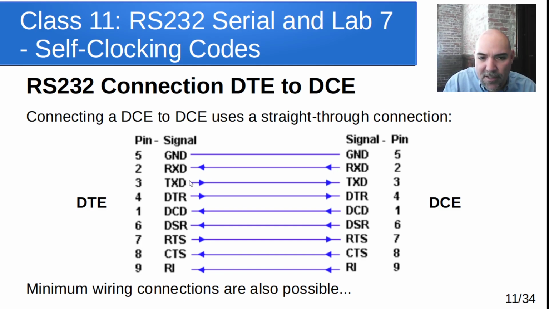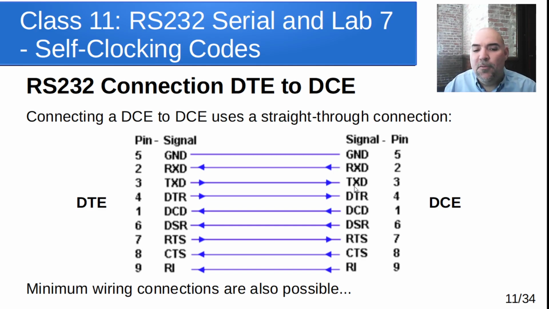The transmit data line is an output on a DTE device, because that's how it's transmitting data. But the line labeled transmit data on a DCE device is an input. It's a receiver. So where does a DCE device receive its data? On the transmit data line. It's a little counterintuitive when you first encounter that.